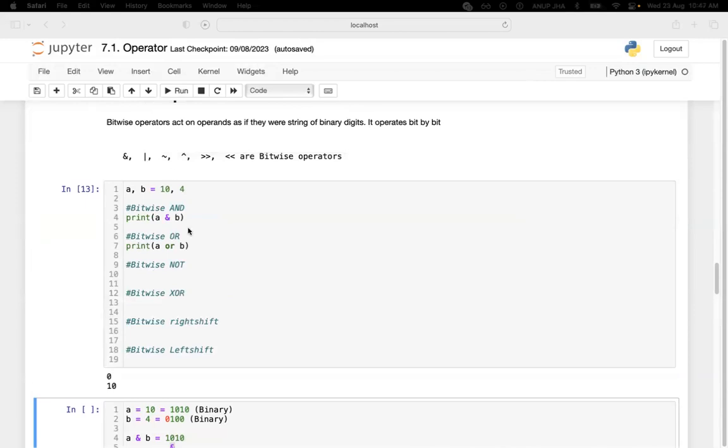This is called bitwise AND operator. This is called bitwise OR operator. This is called bitwise NOT operator. This is called bitwise XOR operator. XOR means, and this is bitwise right shift. This is called bitwise right shift, and this is called bitwise left shift.